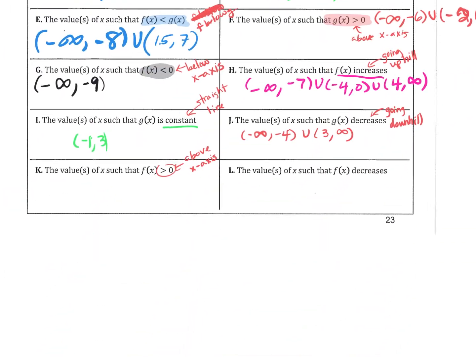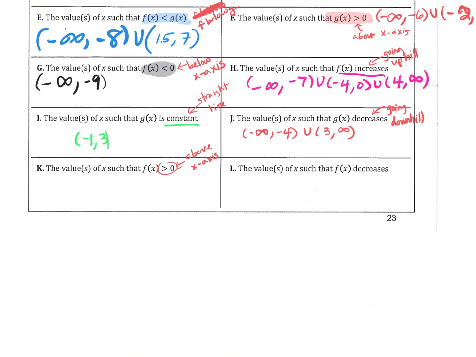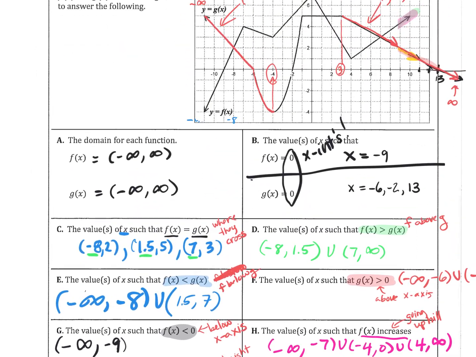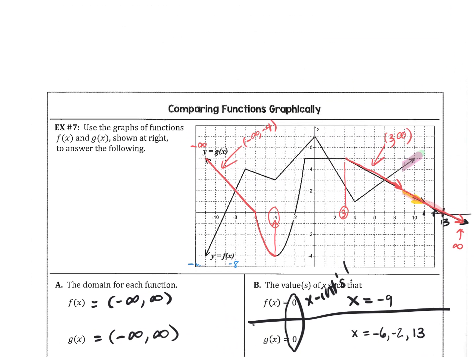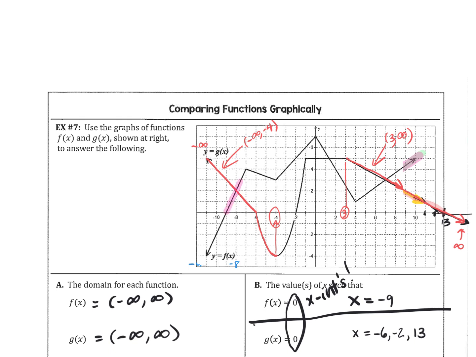So what do we say? Where is f of x above the x-axis then? See if you can do this. f of x is above the x-axis. Wow, that's most of it, isn't it? So write down that interval. What is that interval going to be?